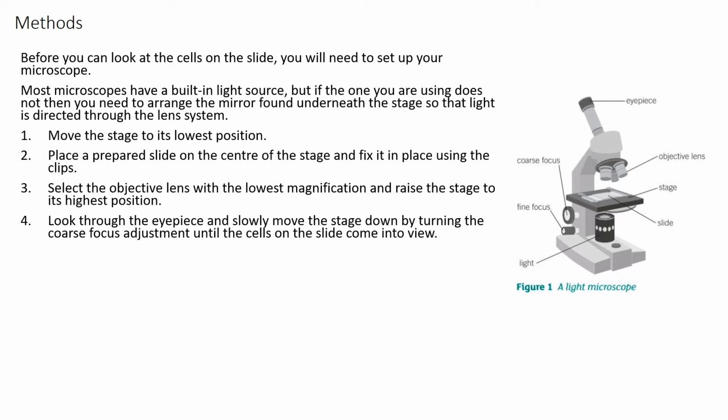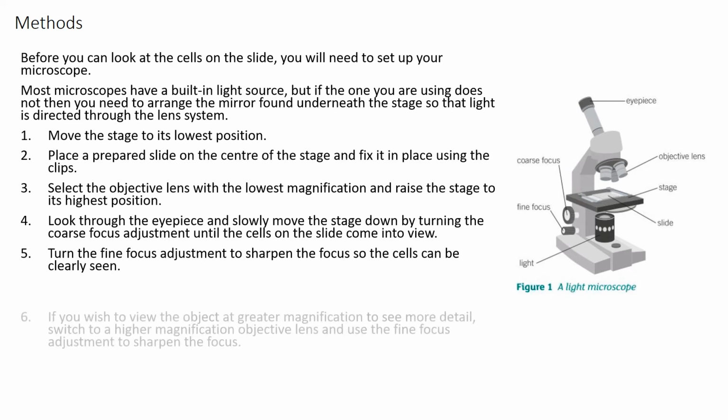We can use the coarse focus until they just come into view and then use the fine focus, or you can start off by just using the fine focus. Now the reason we drop the stage right down is so that we don't damage the lens by dragging it across the front of the slide when we rotate it round, because if you remember, those 3 lenses twist. We're going to turn that fine focus adjustment knob to ensure that the image is nice and sharp and it focuses specifically on the cells that we want to be able to see.